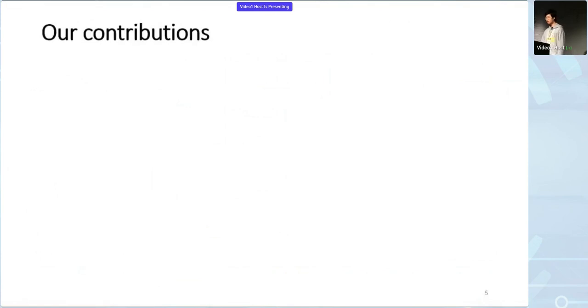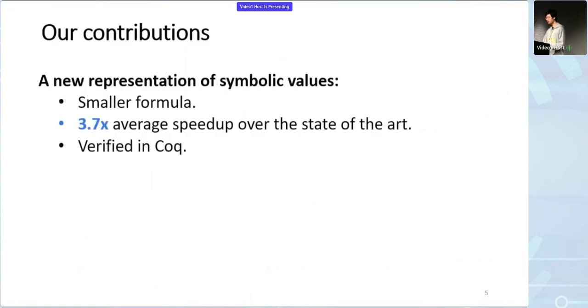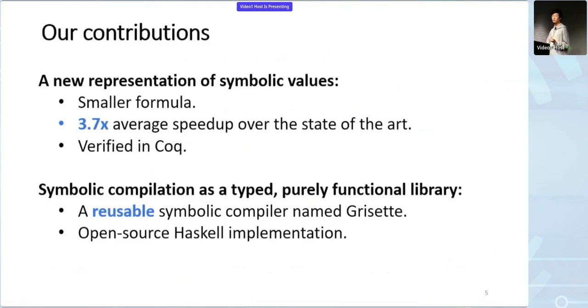So there have been ideas to merge less to make the formulas easier to solve. These systems usually try to preserve constants and simplify the formulas. We present more ideas on how these paths should be merged and propose a new representation for symbolic values. It generates smaller formulas and runs faster than the state-of-the-art algorithm in both the compilation and solving time. We implemented the algorithm in a reusable symbolic compiler as a purely functional typed library called Grisette in Haskell.